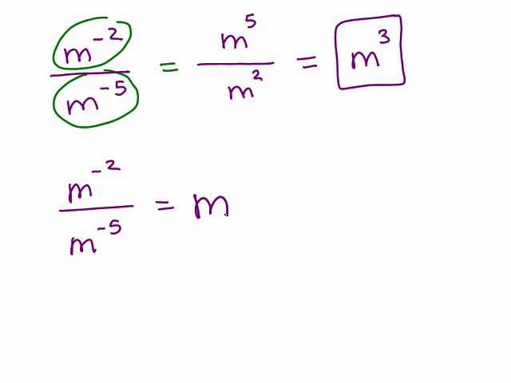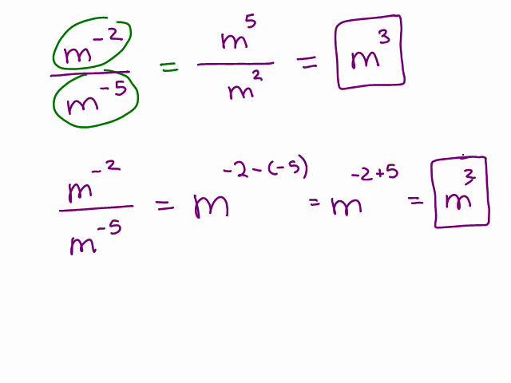Since the base is the same, you write the base once, and you take the numerator exponent minus the denominator exponent. That would be negative 2 minus a negative 5, or negative 2 plus 5, which also gives you the answer of m cubed. So as long as you're using one of the correct rules from the laws of exponents, and my suggestion is use one rule at a time and be careful, then there often is more than one way to work these problems. For instance, this is how you could work this problem.